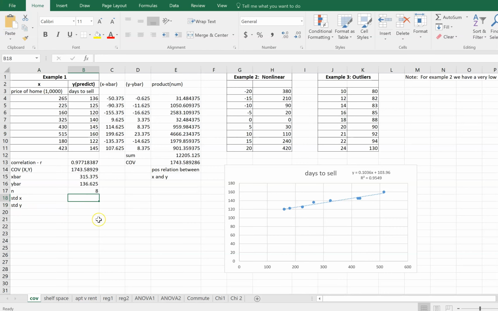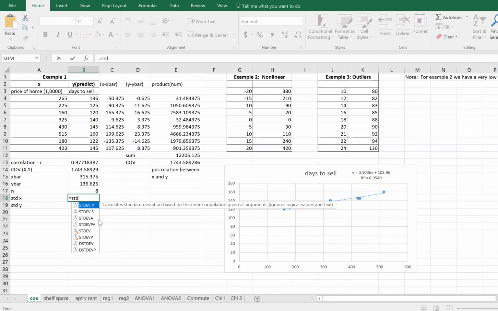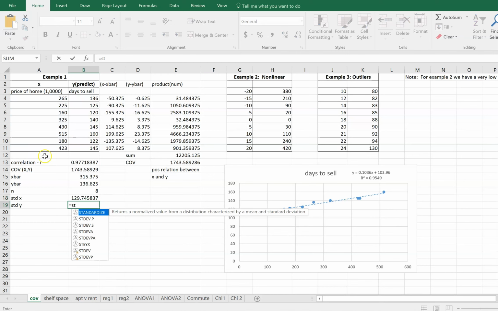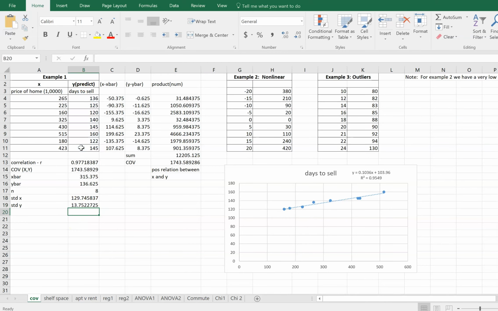And so the standard deviation of x, I'm going to find it classically, standard deviation of S, standard deviation of your sample. The reason why I keep picking S is because I have a sample. So the standard deviation of X is voila. The standard deviation of Y is voila. And I get the two standard deviations I need.